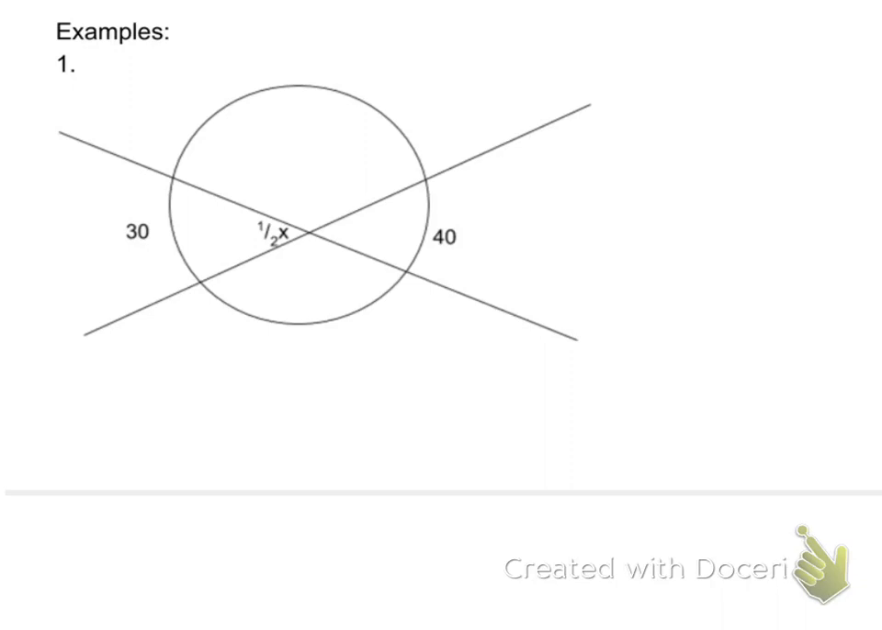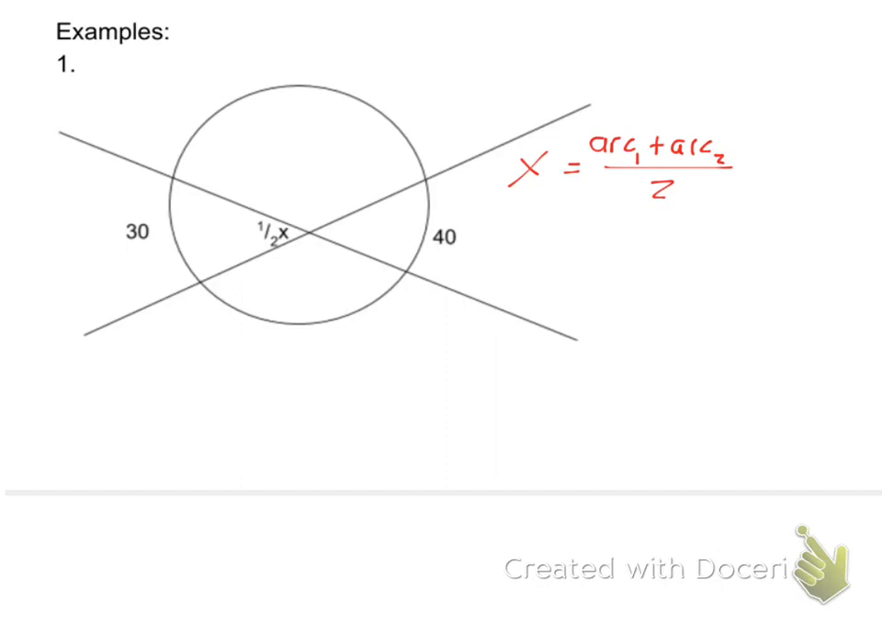So the formula is the one with addition. So what does that look like? Arc 1 plus arc 2, all over 2, is equal to x. Now, somebody's probably like, wait a minute. The angle in my problem, though, is not called x. It's called half of x, or 1/2 x.